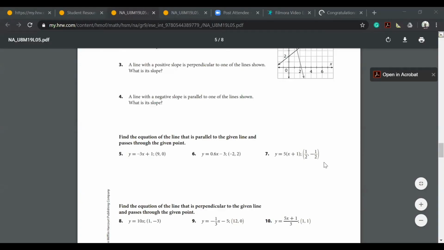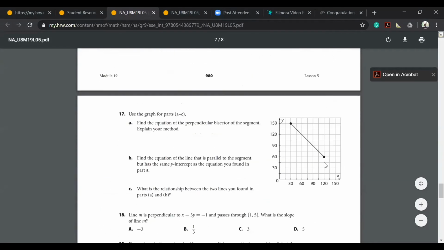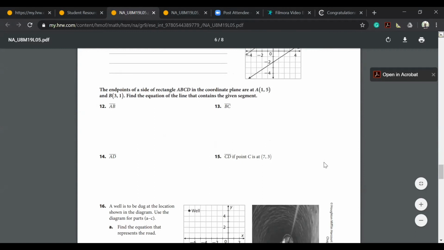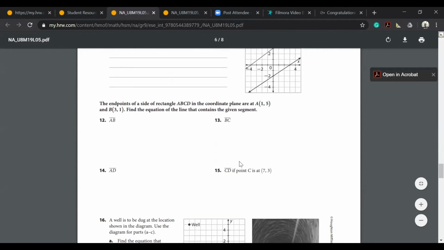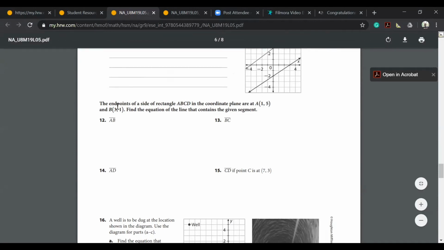Okay, after question 5, we need to do question 13. Question 13 is on page 980. Let's think about question 13. Very important and smart question, and easy. Okay, let's read the headline. The endpoints of a side of rectangle ABCD in the coordinate plane are A, which is (1, 5), and B, which is (3, 1). Find the equation of the line that contains the given segment.